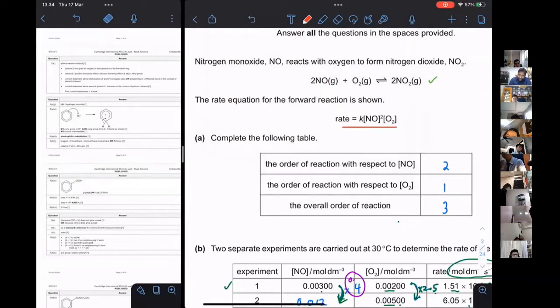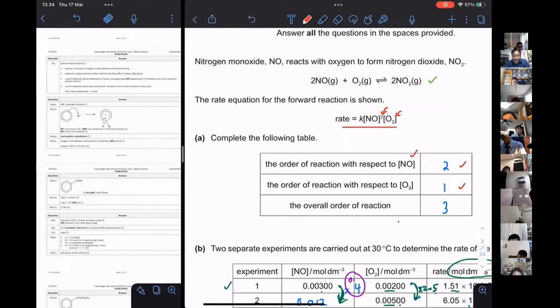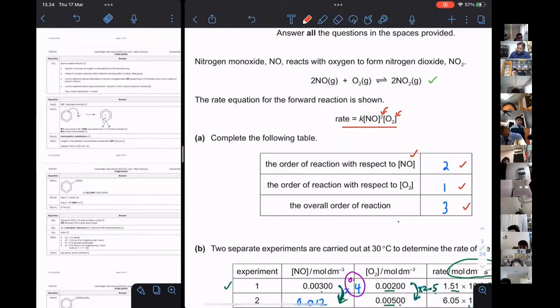Just look at the number that you have over there. This is going to be second order with respect to NO. So I just write second order. And I also know that this is going to be first order with respect to O2. I just write that down over there. What is the overall order of the reaction? Then 2 plus 1 is going to be 3.